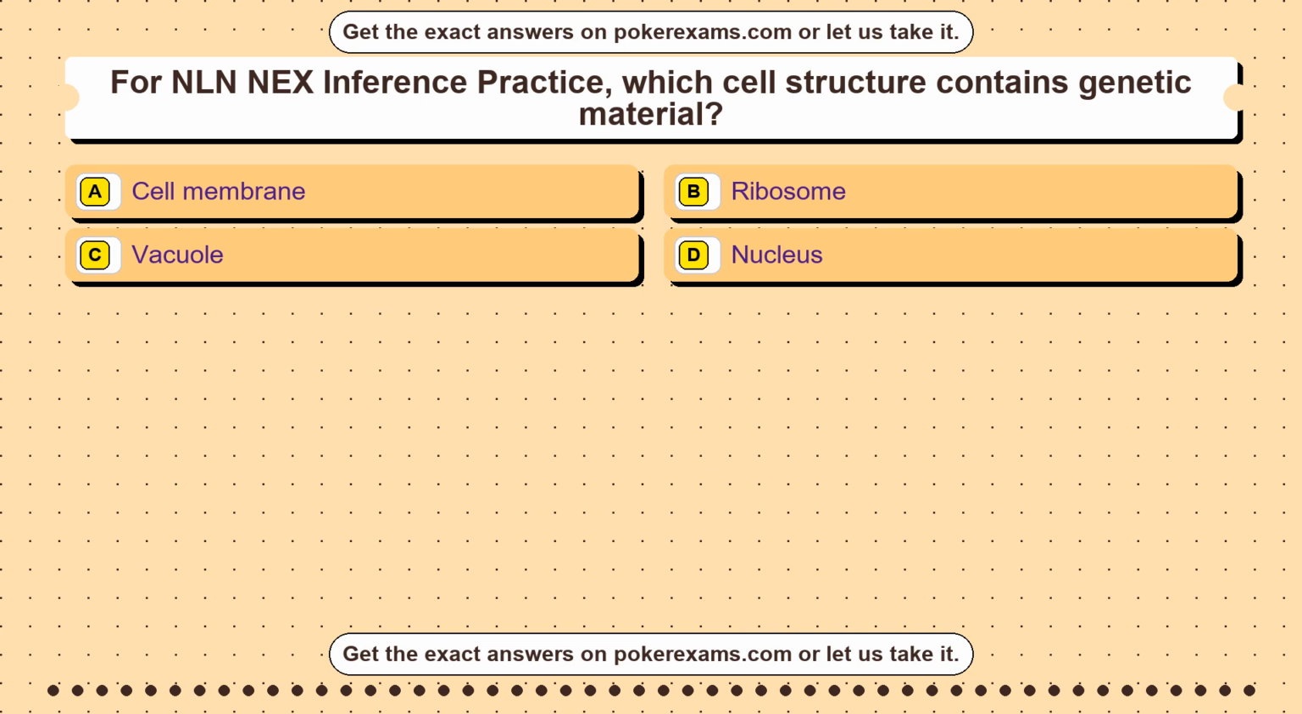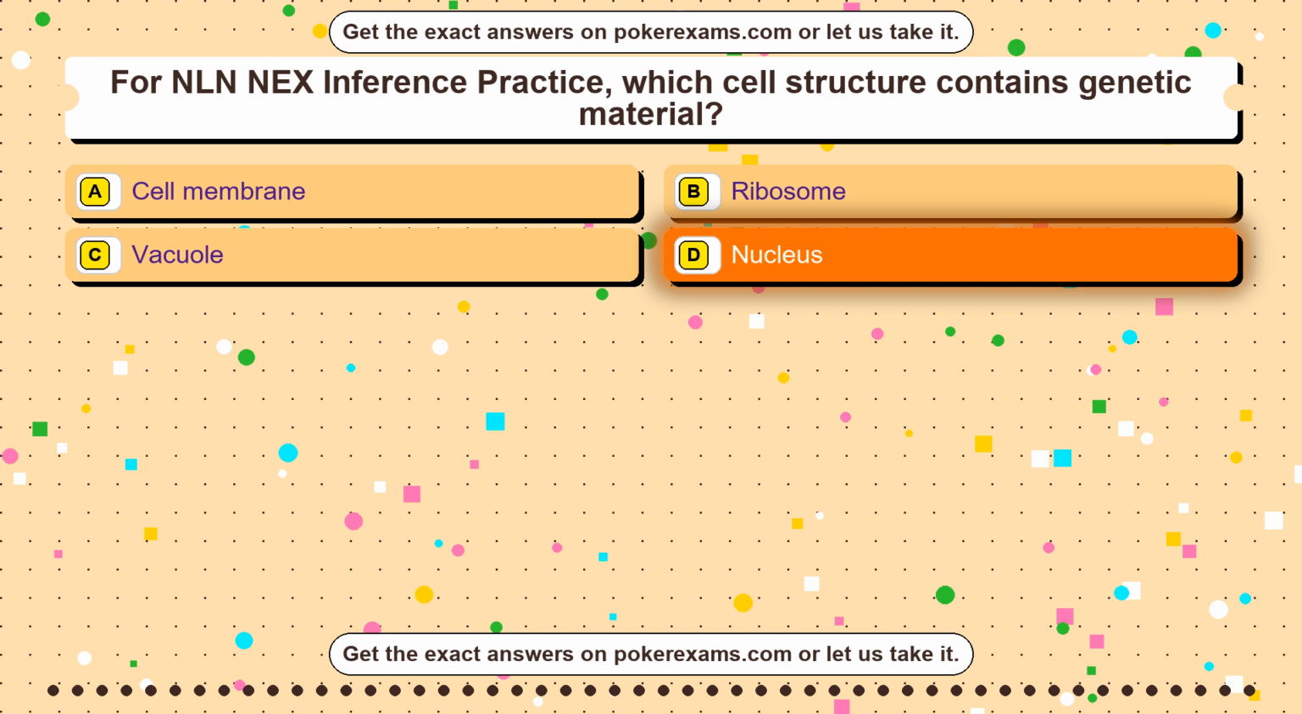Question 2. For NLN NEX Inference Practice, which cell structure contains genetic material? Option A. Cell membrane. Option B. Ribosome. Option C. Vacuole. Option D. Nucleus. The correct answer is option D.